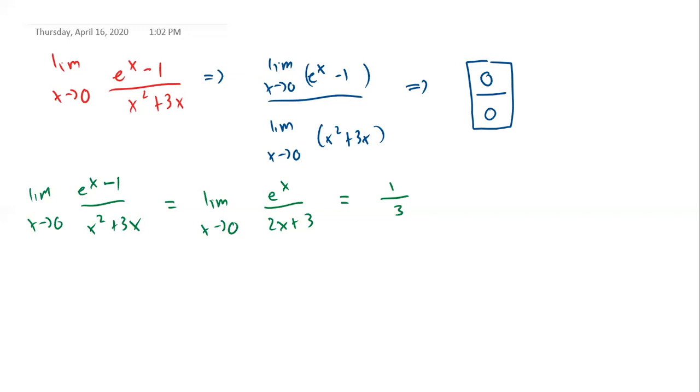And again, it's a very simple tool, not obvious why it works. If you want to see why it works, you can go through the book and see the proof. For our purposes, it's just important to know you can always use this as long as you get an indeterminate form. But that's the only thing you have to check.